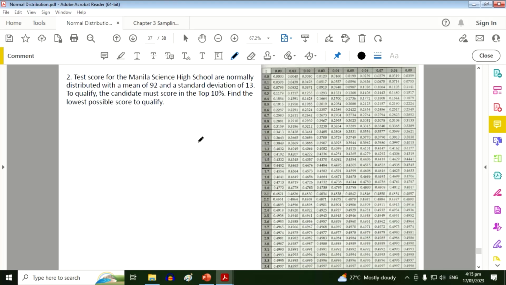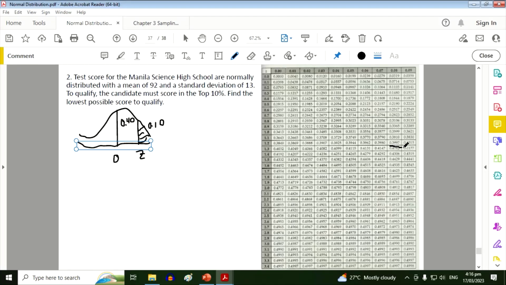Next, test scores for the Manila Science High School are normally distributed with a mean of 92 and a standard deviation of 13. To qualify, the candidate must score in the top 10%. Find the lowest possible score to qualify. Okay, so let's draw the normal curve. 10% is here. Top 10%. So again, we will not focus our attention on 0.10, but on 0.40. This is 0.5 minus 0.10, which is equal to 0.4. So we need the corresponding z-score for 0.4.